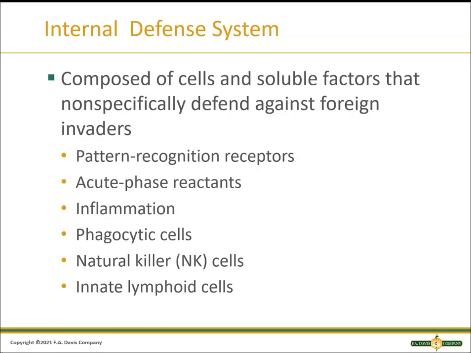The internal stuff, that's when we're talking more about cells and all the liquid stuff, the soluble factors that come out. Remember, they're still non-specific, and that will protect us. So they are called PRRs, which are pattern recognition receptors. Then acute phase reactants, the inflammatory process, the phagocytic cells, natural killer cells, and the innate lymphoid cells. And so we'll talk about each one a little bit.